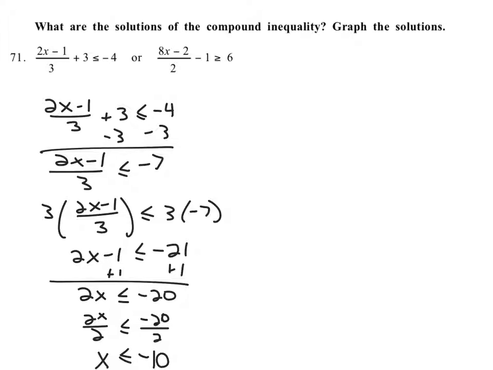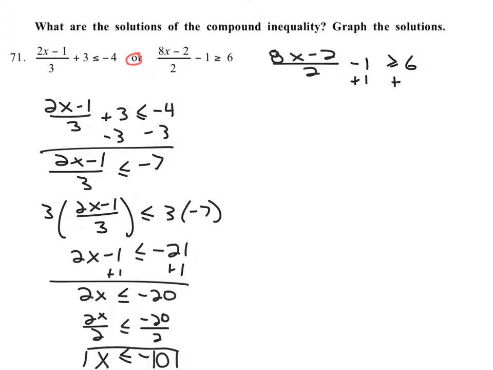Okay, so that is one half of this, sorry, and now let's do the other half. We take the other side. It says or here, so we're going to have a split inequality, right? And we do 8x minus 2 over 2 minus 1 greater than or equal to 6. And I'm going to undo this minus 1 with a plus 1. That's the first thing I'm going to do.